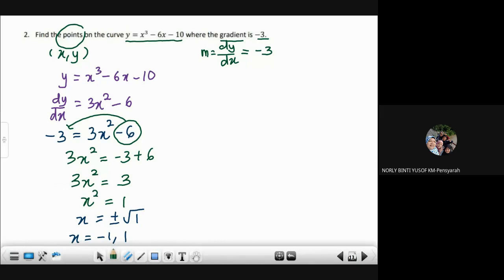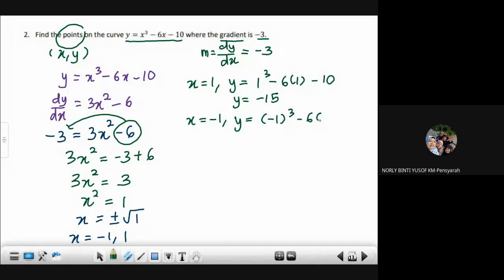So point you ada 2 lah. Tapi basically you ada x sahaja kan. So you kena cari untuk value of y. So masuk x1 dalam equation ni. So 1 cubed, 1 tolak 6 tolak 10. So you dapat negative 15. X negative 1 masukkan, negative 1 tolak negative 6 tolak 10. So you dapat negative 5.